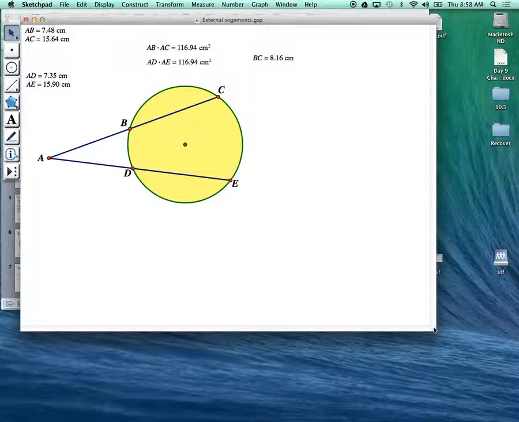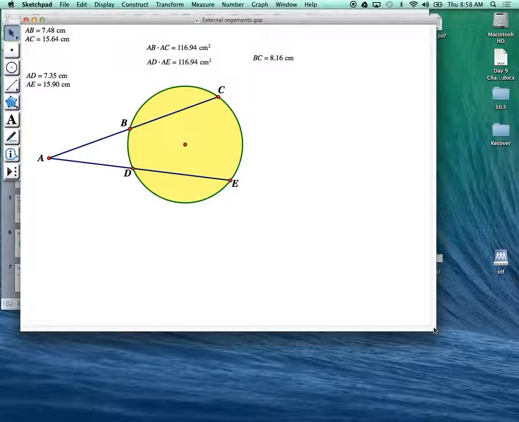Okay, so same setup. And notice here's the theorem in place. So I took AB, which is up here, times AC, the whole thing, and I got a number, 116.94. And then I took AD times AE, multiplied them together, completely different numbers, got the same answer. Yeah, I know, it's amazing, isn't it?